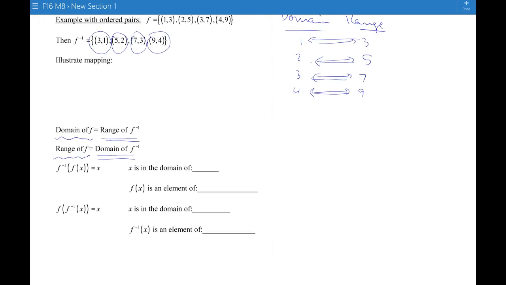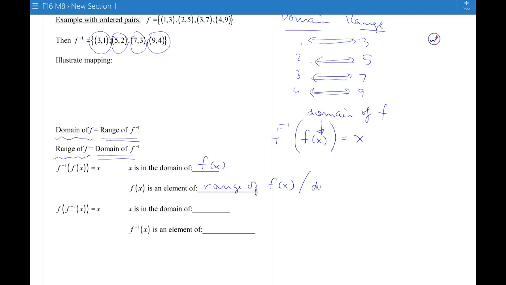So if we write the notation f inverse of f of x equals x, this x has to be in the domain of f. So x is in the domain of f. But f of x is an element of the range of f, which is also the domain of f inverse of x.